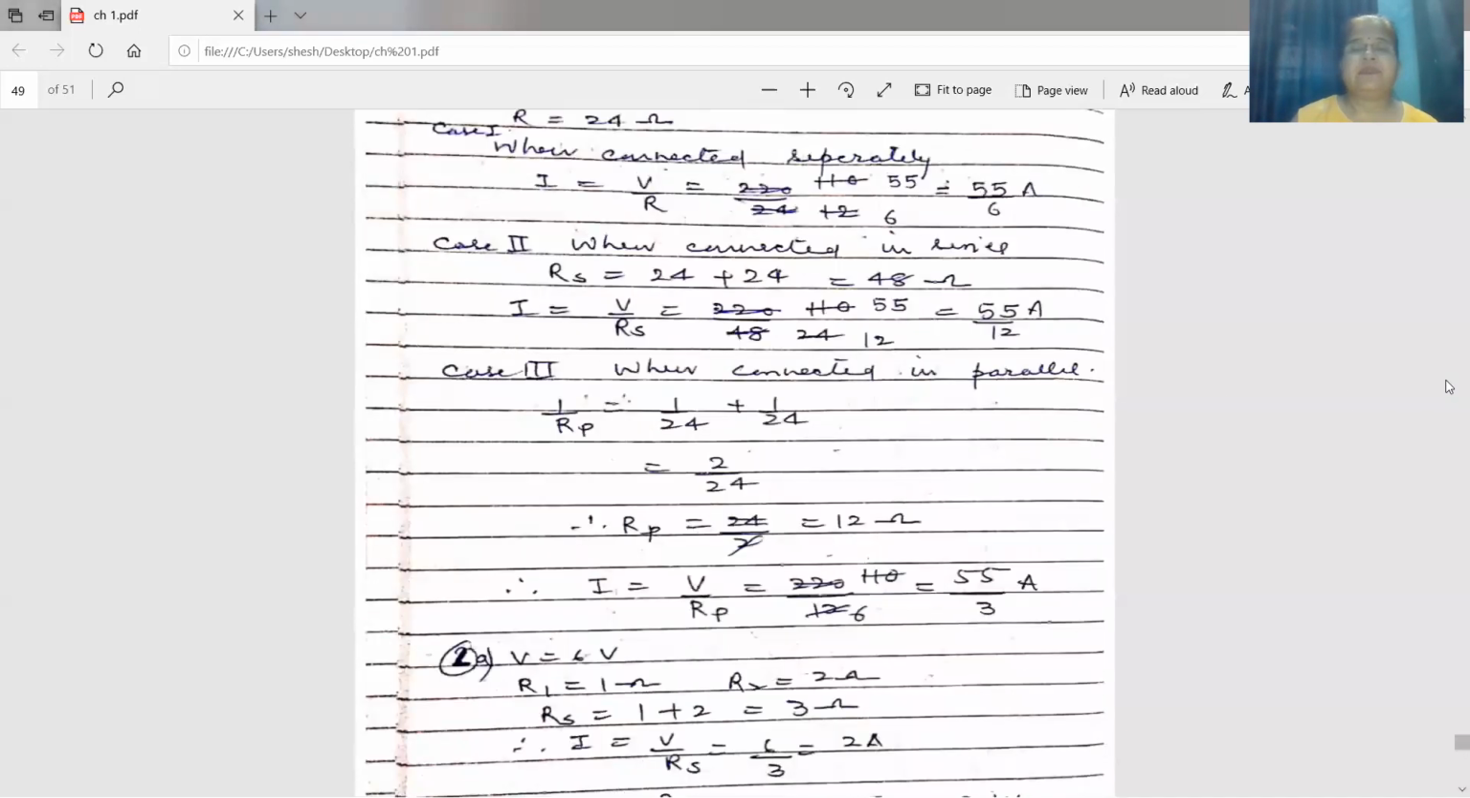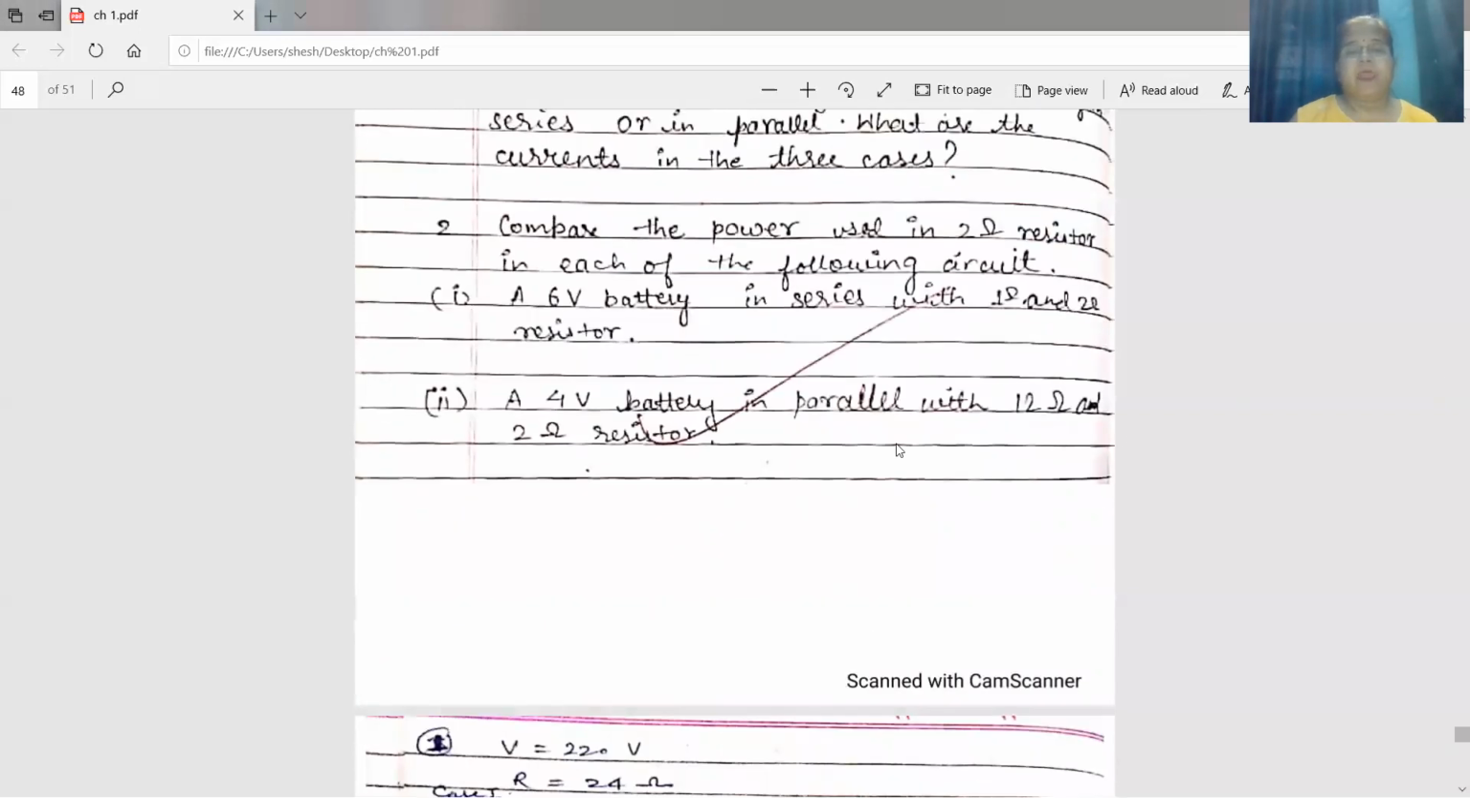In second case, a 4 volt battery in parallel with 12 ohm and 2 ohm resistor. Two resistors are taken, they are in parallel. You are asked to find out power across 2 ohm resistor.